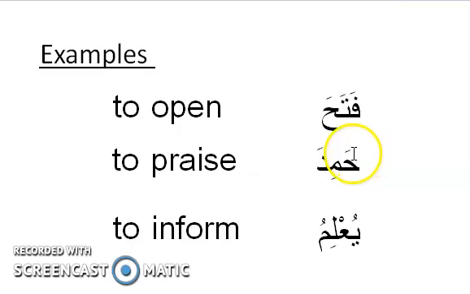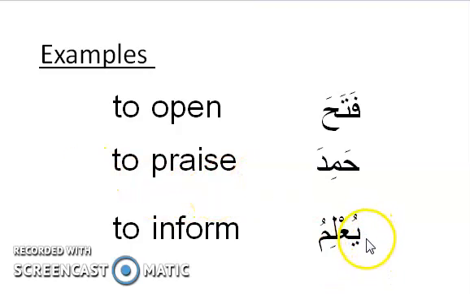Okay, so this is ha. When there is fatha on the top of it, we say ha. And this is mim. It has kasra. When we say kasra, we pronounce it as i. So it is ha, because there is fatha, but mim will be mi. So ha, mi. And finally, dal with fatha, pronounce it as da. Hamida, to praise.